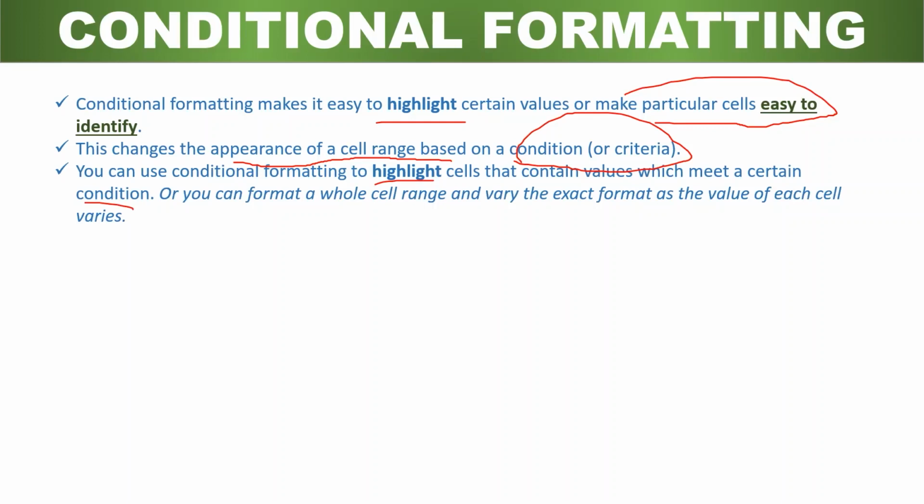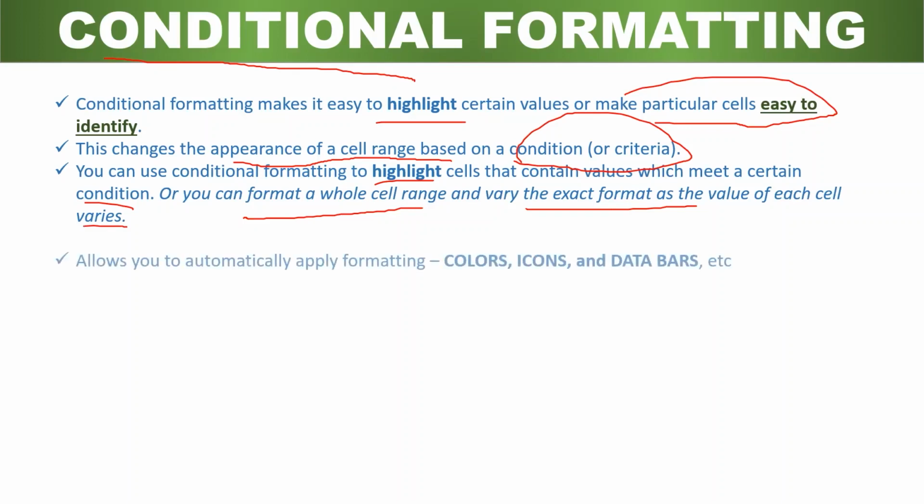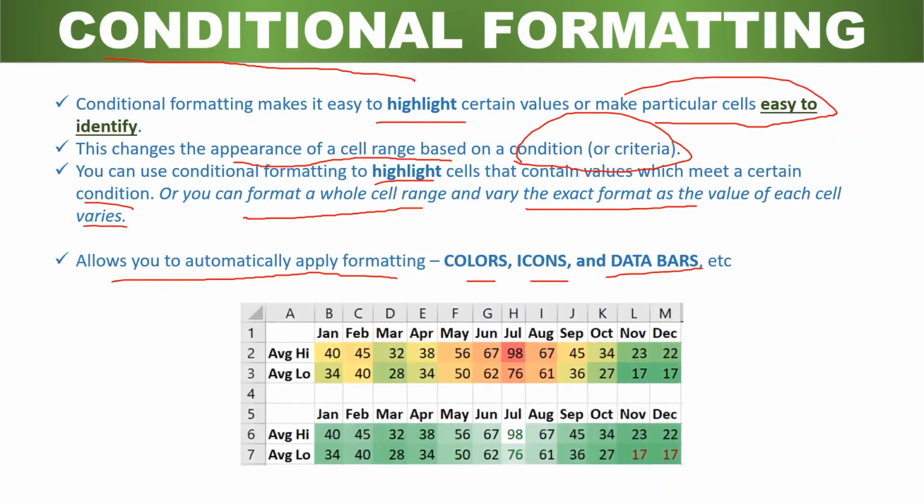So that is why the name is conditional formatting. Or you can format a whole cell range and vary the exact format as the value of each cell varies, right? So these are the applications for conditional formatting. It also allows you to automatically apply formatting: colors, icons, data bars. So this I will show you in the Excel itself. So this is how you do it in the Excel.